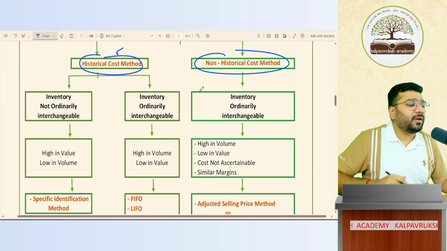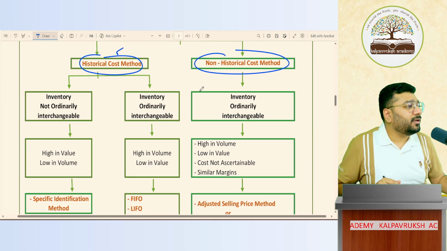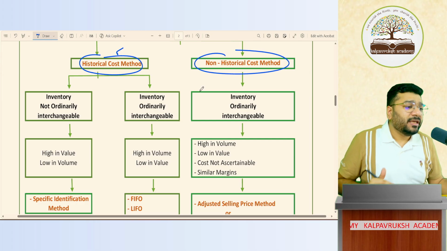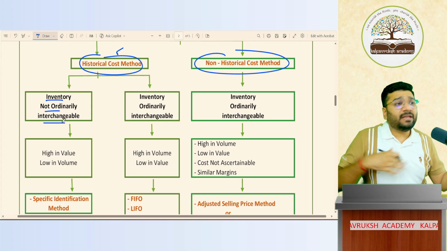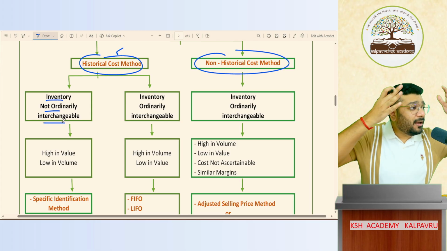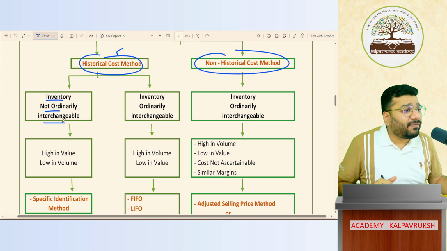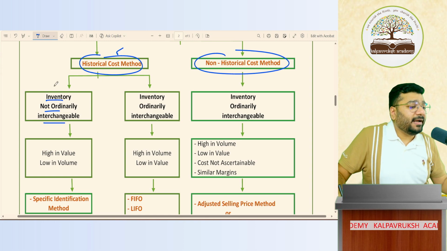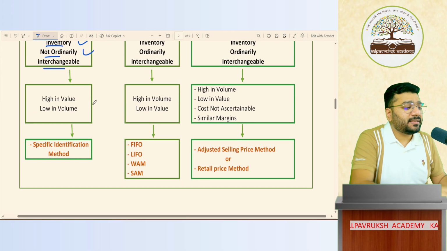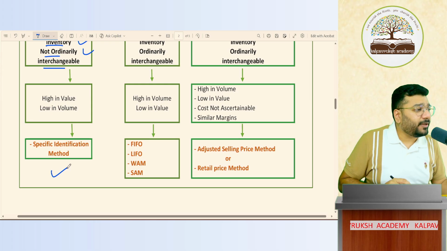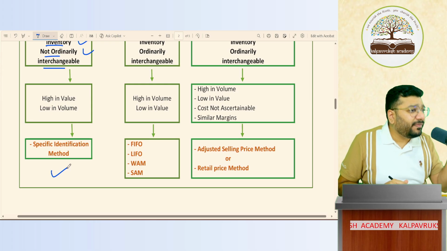If you are following the historical cost method, you have two further choices of inventory valuation. If your inventories are not ordinarily interchangeable, meaning what? Even if the inventories are mixed, matched and kept, you can still bifurcate them separately and identify their cost separately, then you say your inventories are not ordinarily interchangeable. In that case, what is the method for valuation of inventory? It is the specific identification method.